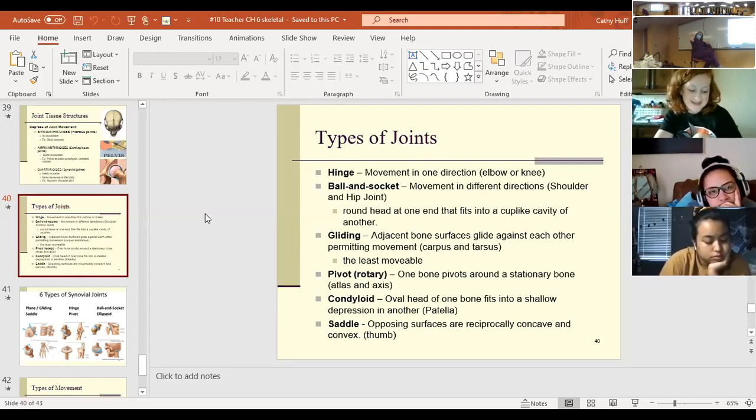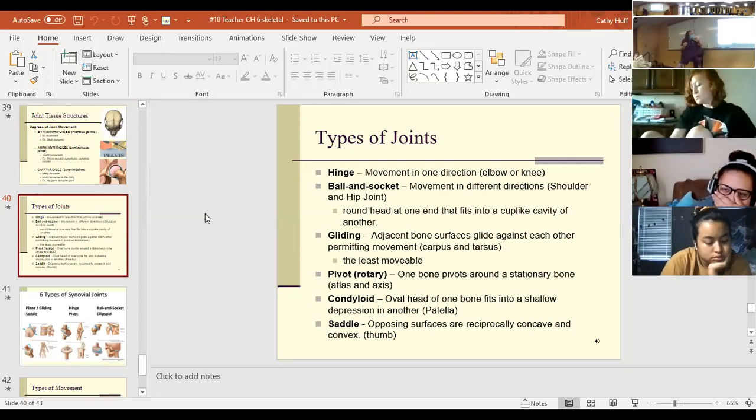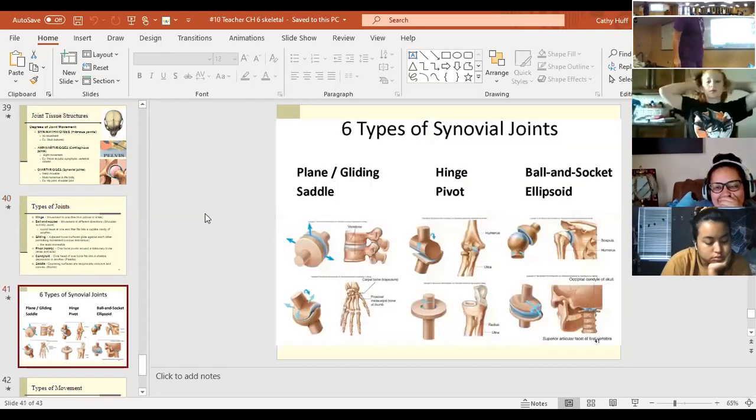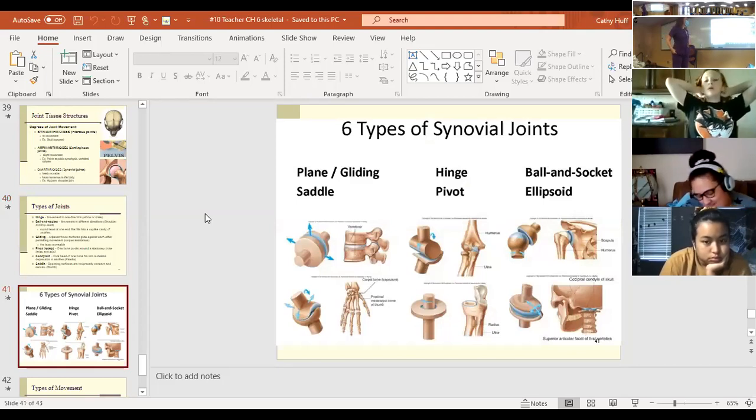Hinge, ball and socket, gliding, pivot, condyloid, and our saddle. There's another picture for you.